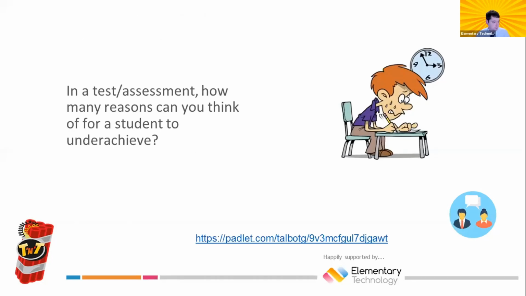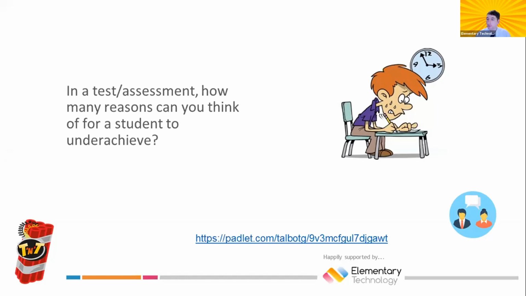We often start with the class when we get their data and we have a look through. And you've had the chance here, you can see the little icon in the corner of the 2 people on the speech bubbles. In a test or assessment, how many reasons can you think of for a student to underachieve? Why might they not get a score that shows what they're really capable of? So I'll leave that to you to think about.